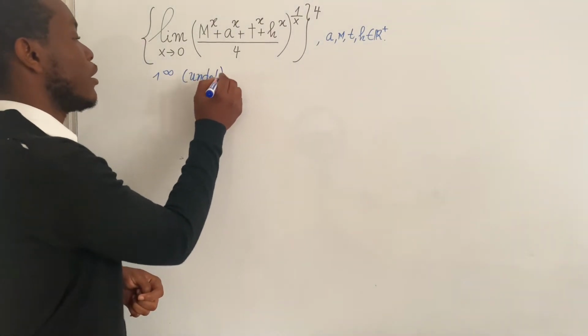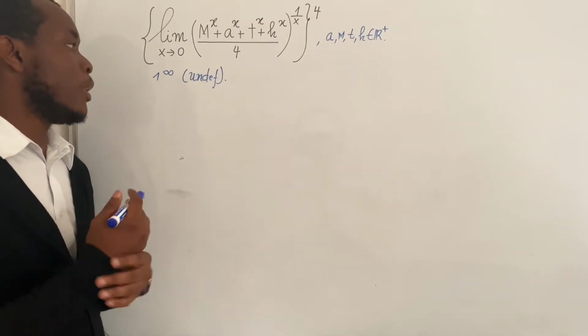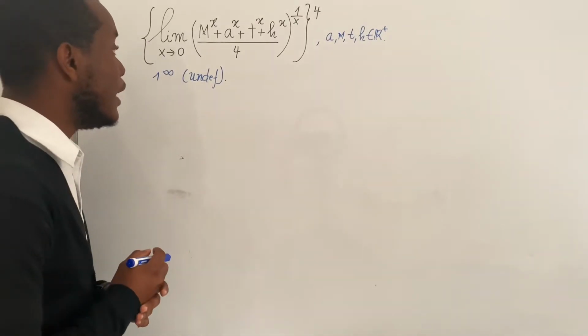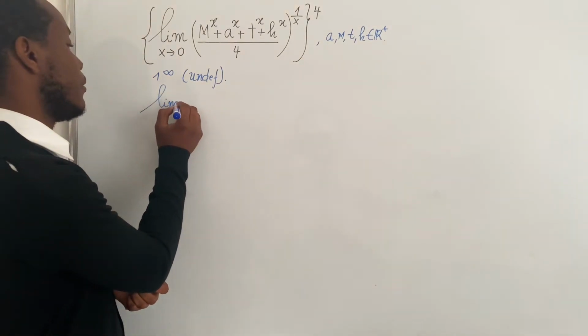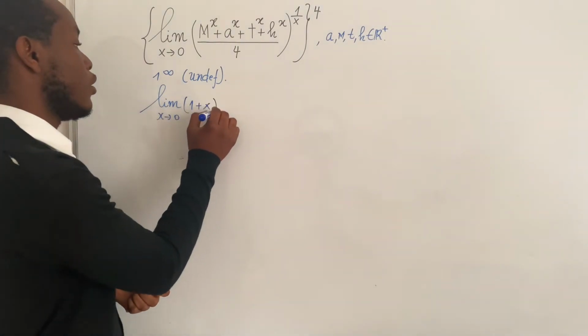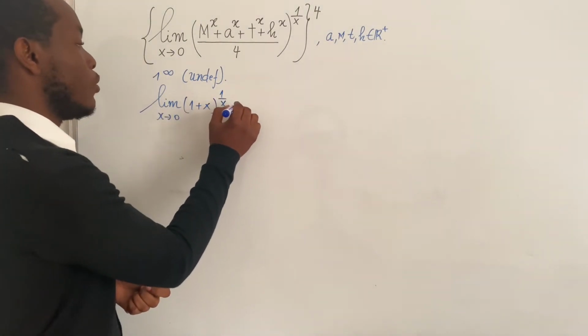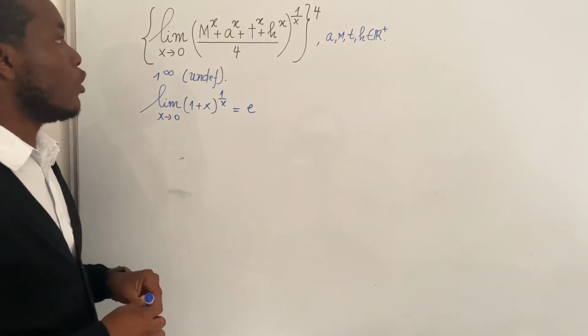I'll just write it like that. It's undefined. Since this limit is undefined, that reminds us of the Euler limit. But first we have to consider that the Euler limit has this characteristic: it's (1 plus x) to the power 1 over x, which is the same as Euler's number. That is what we know.